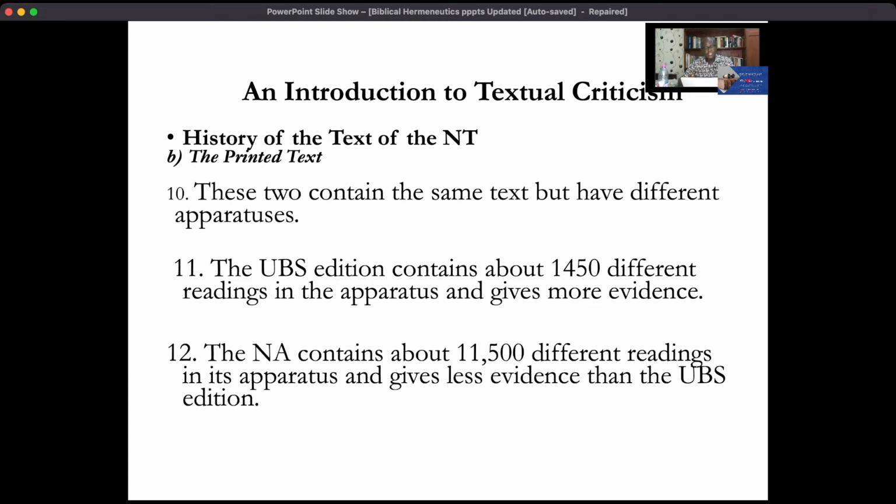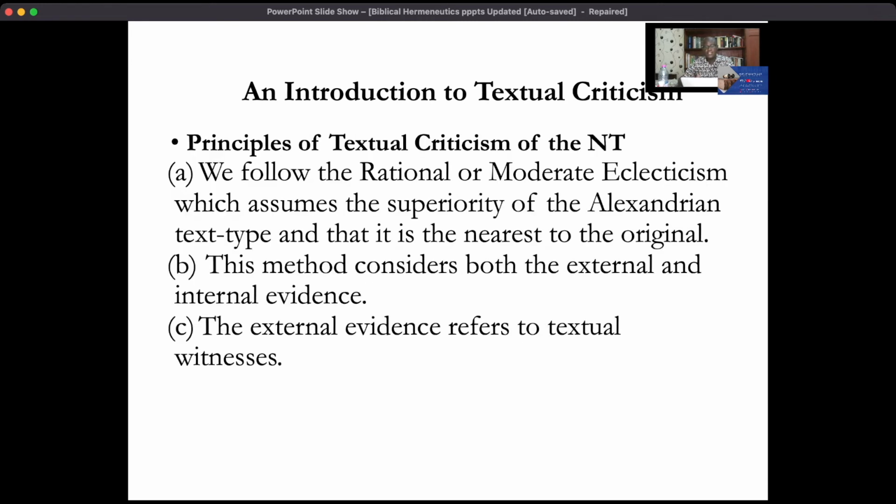The content for both is the same, the content. The difference is the apparatus, what they have in the notes that should guide one to establish the text. The manuscripts that are there supporting each reading in the Greek text. And so that is the difference. The difference is the evidence that they provide in the apparatus.